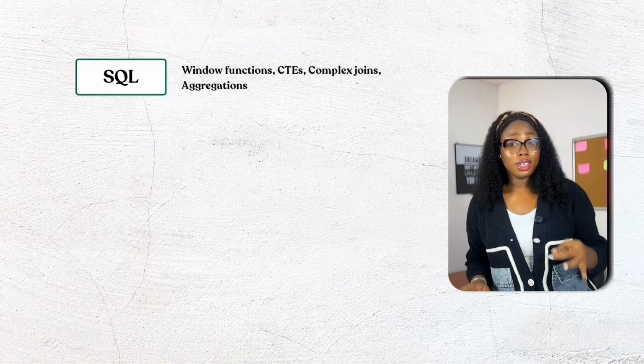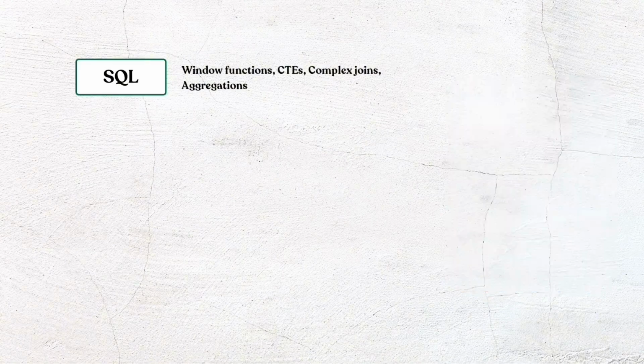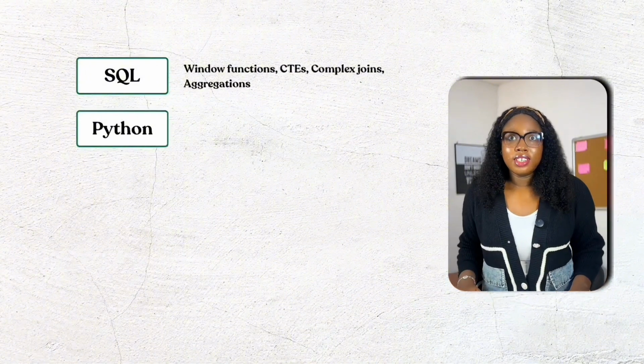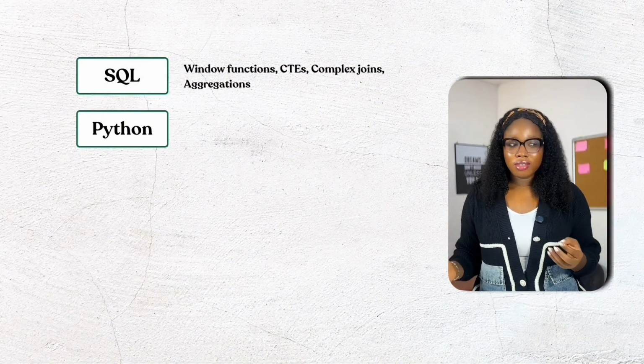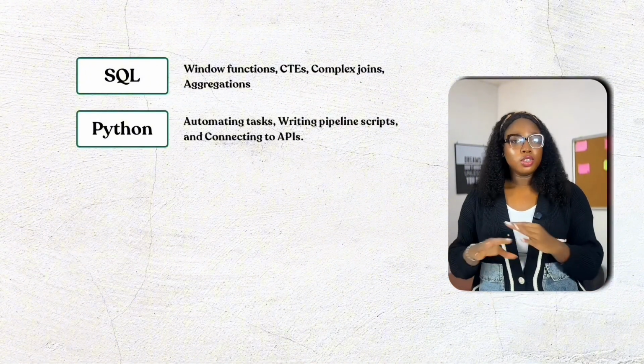When you query your Snowflake, you're writing SQL. When you model data, you're thinking in SQL. So get SQL right first, not just the basics. Then window functions, CTEs, aggregation, and so on. Now, once your SQL is solid, you can move into learning Python. So Python in data engineering is mostly used to automate tasks, writing pipeline scripts, and connecting to APIs.